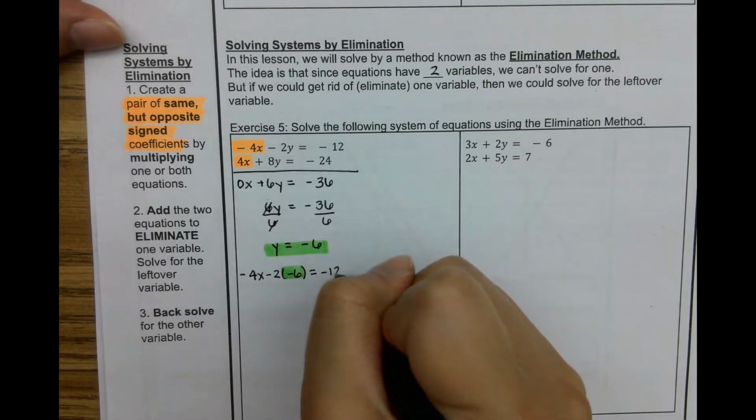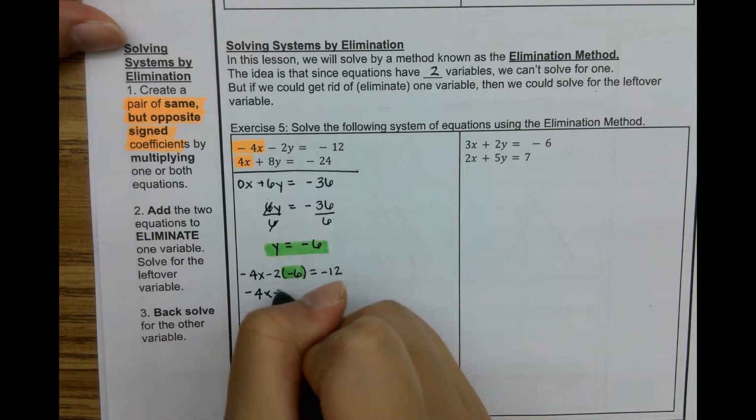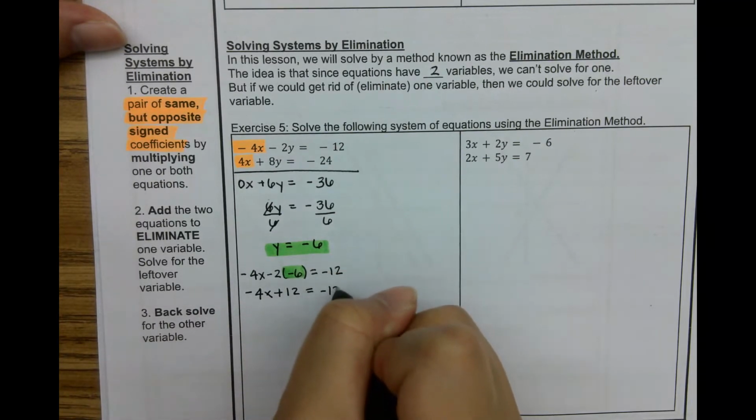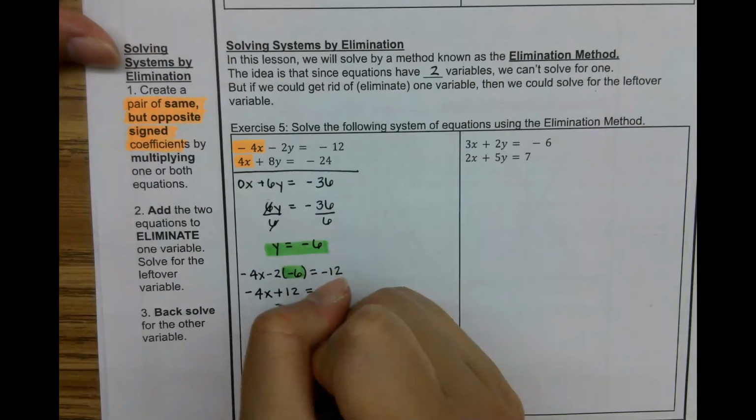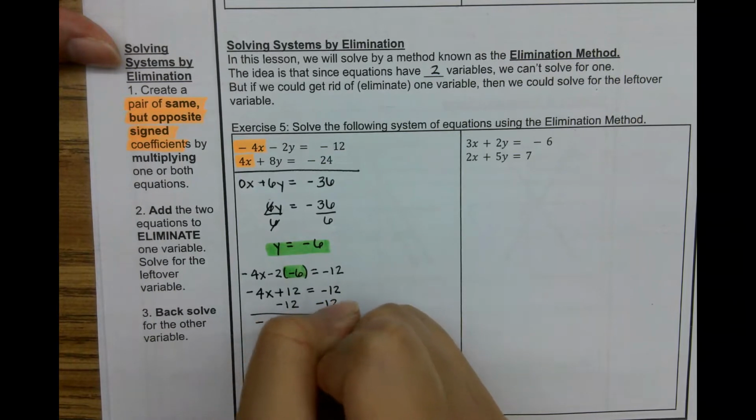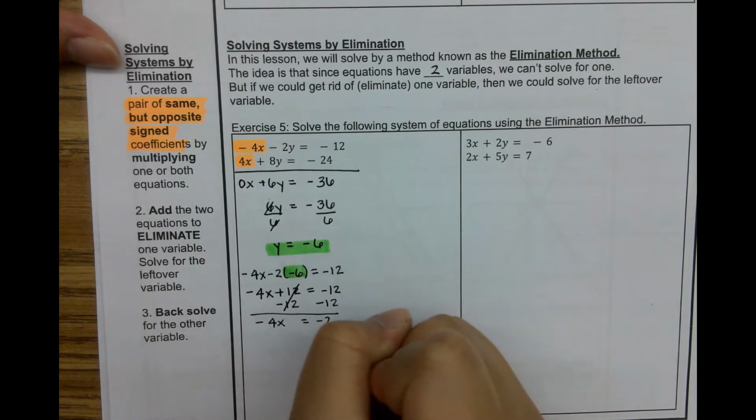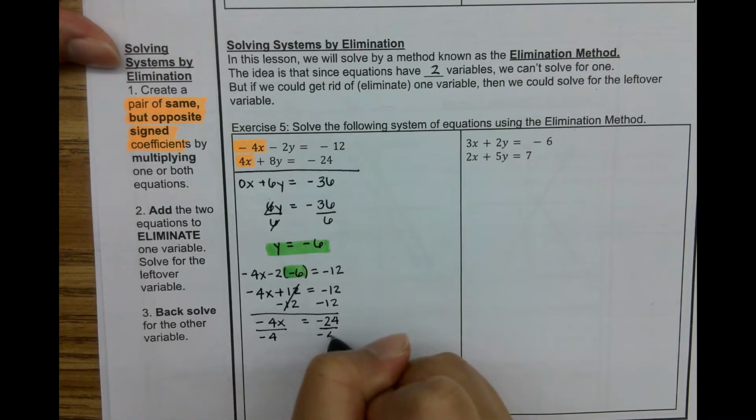equals negative 12. Then I solve. Negative 2 times negative 6 is positive 12. So negative 4x plus 12 equals negative 12. Subtract 12 on both sides, so I get negative 4x by itself. And then get rid of the negative 4 by dividing by negative 4. And here I have x equals 6.